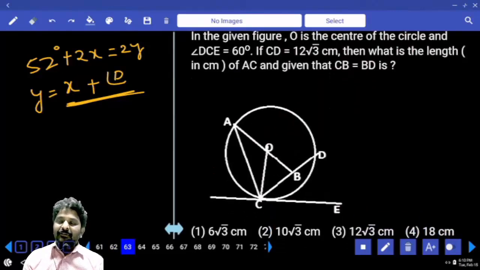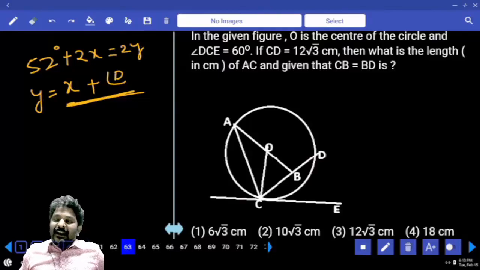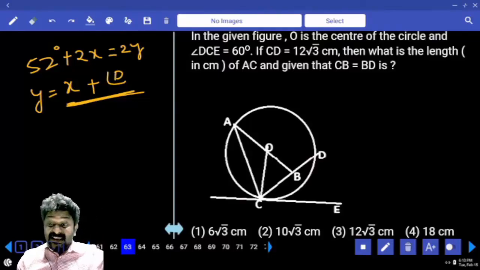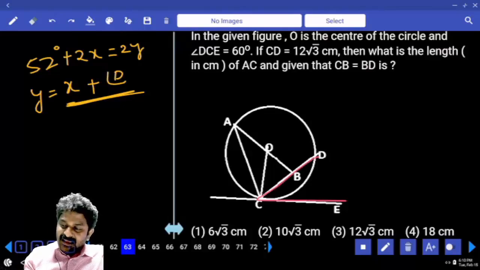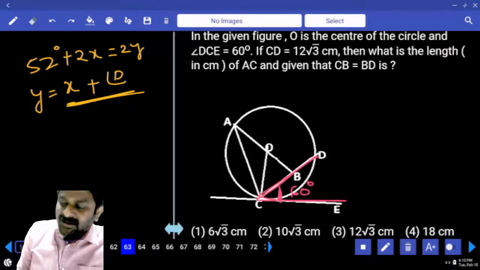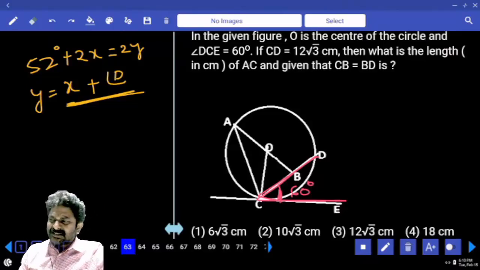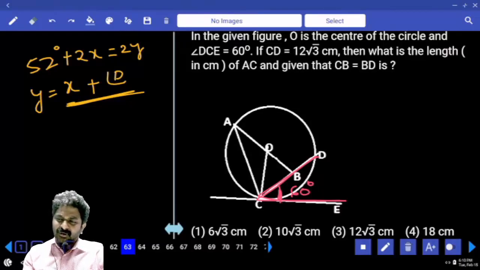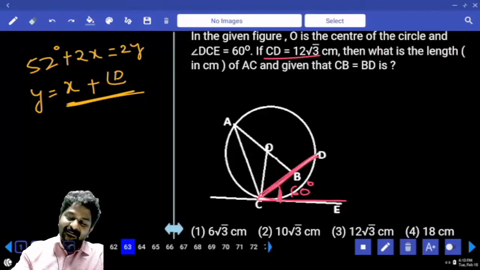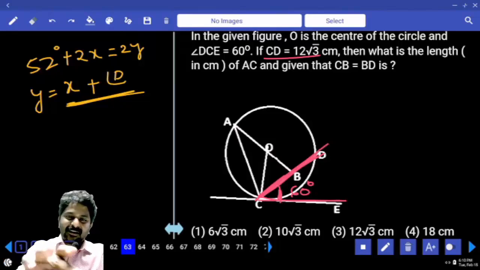Next, in the given figure, O is the center of the circle, and angle BCE, this segment, is equal to 60 degrees. If CD is equal to 12 root 3 centimeters, what is the length of AC? Okay, AC length, given that CB is equal to BD. That means CD is equally divided, right? 6 root 3, 6 root 3. CB is equal to 6 root 3, BD is equal to 6 root 3. Anyway, that is not required also.